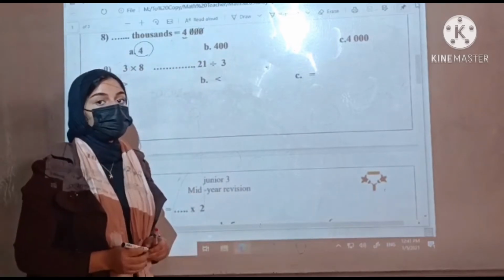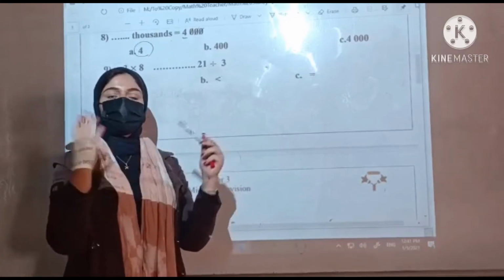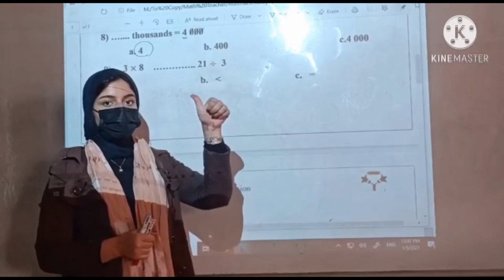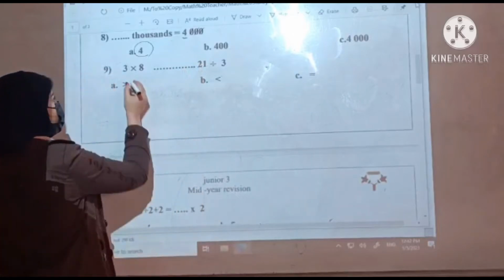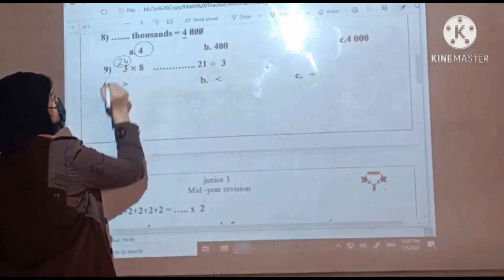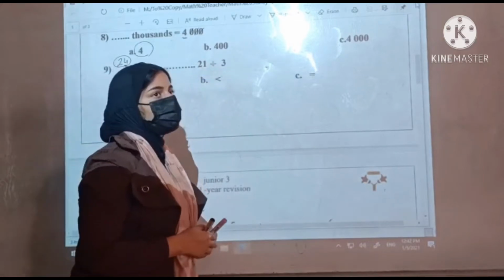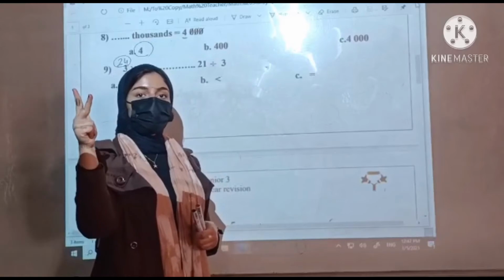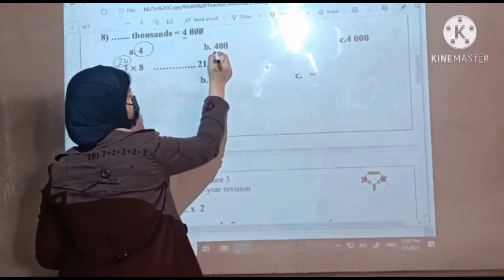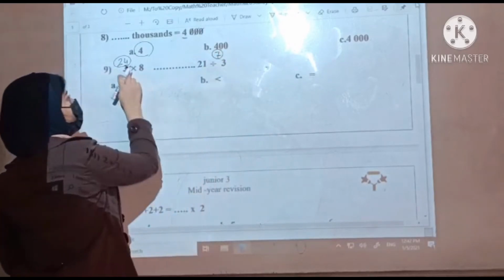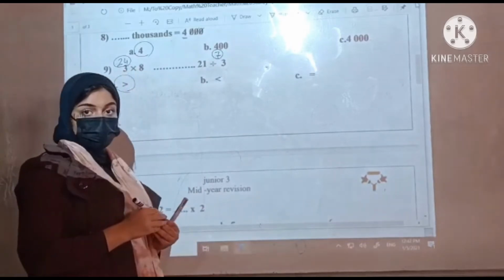Here 3 times 8. So we're gonna think table 8 or table 3. Choose anyone, okay? I'm gonna say it by table 8. So 8, 16, 24. So the answer here, it will be 24. Here 21 divided 3. So we can think table 3. 3, 6, 9, 12, 15, 18, 21. The answer will be 7. So here 24 and here 7. So we're gonna choose 24. Easy? Okay.